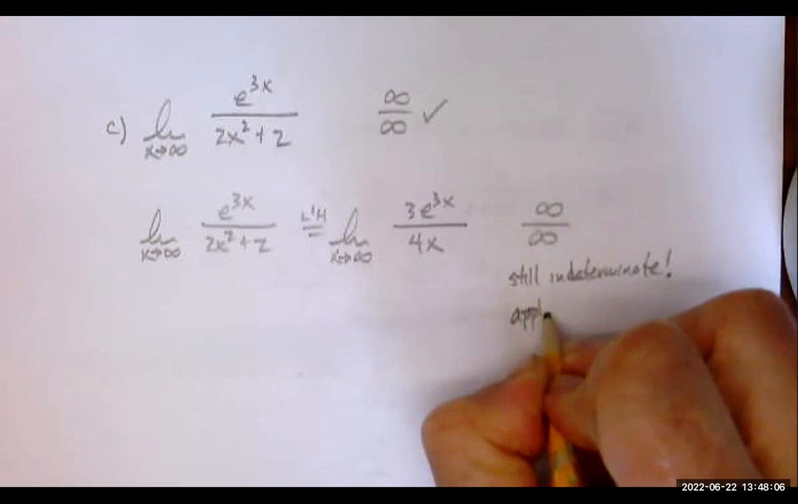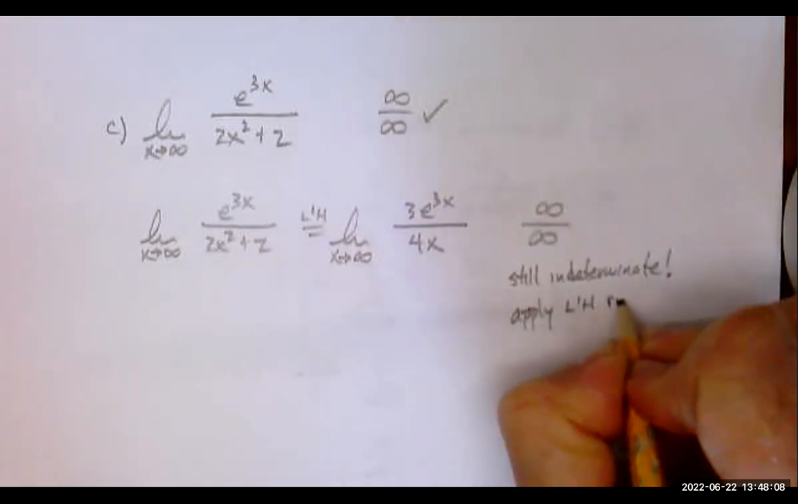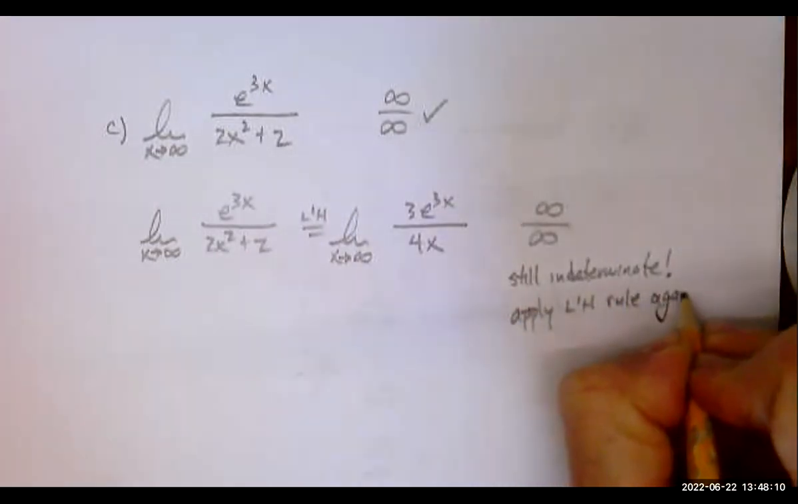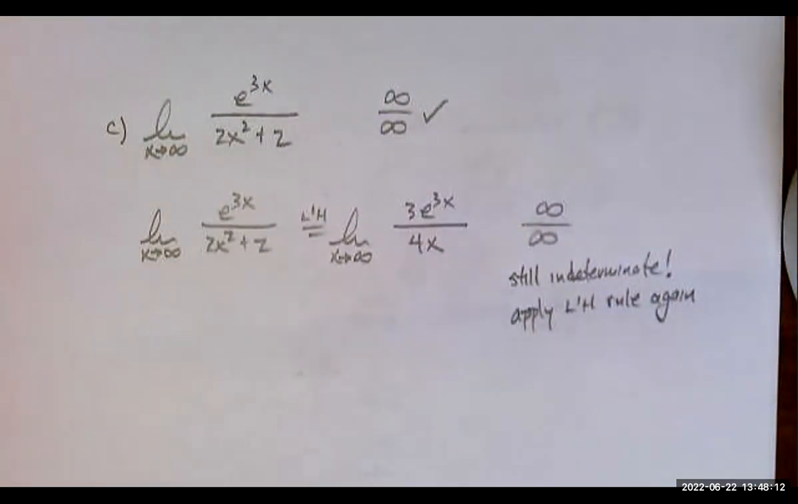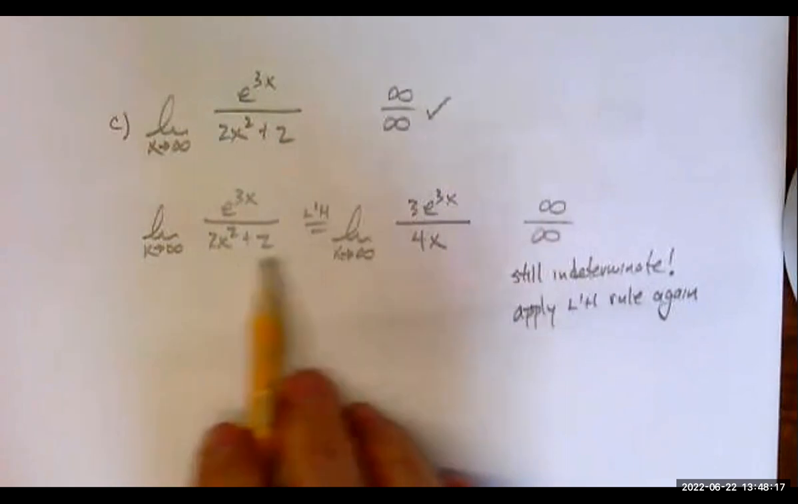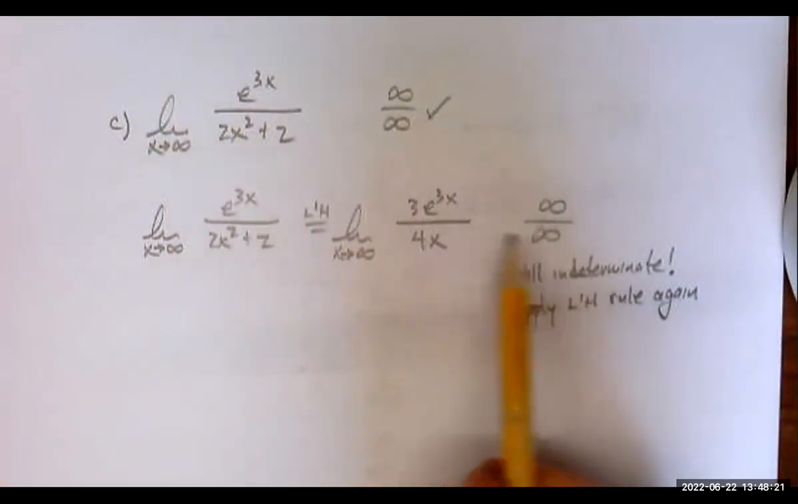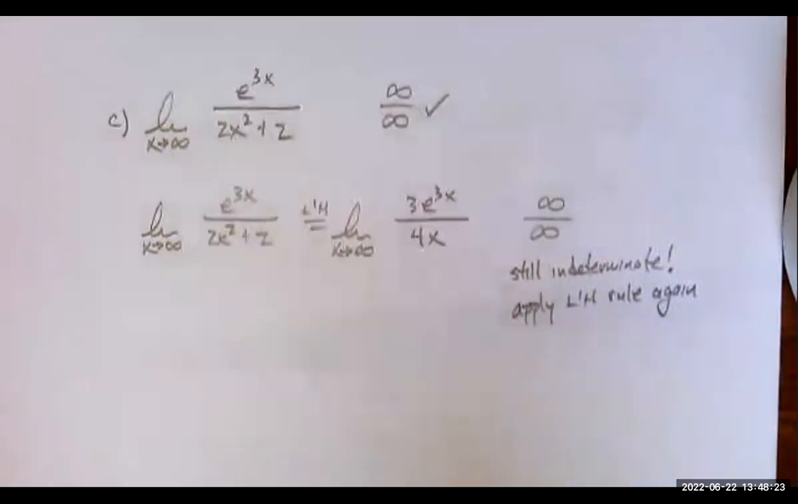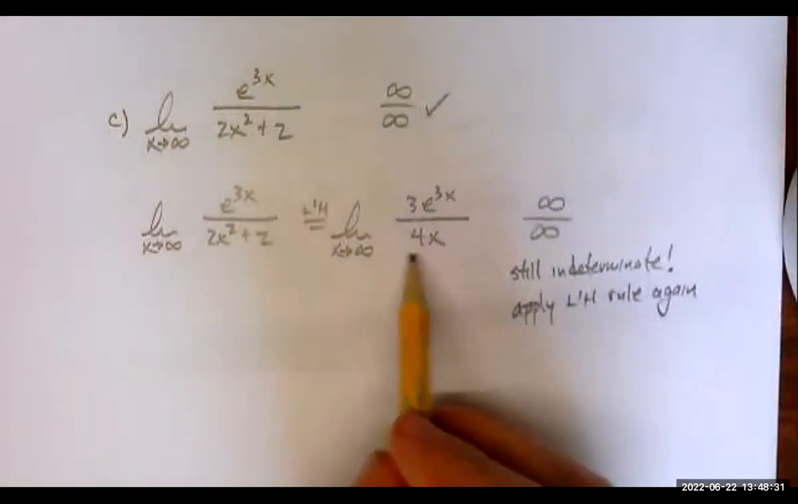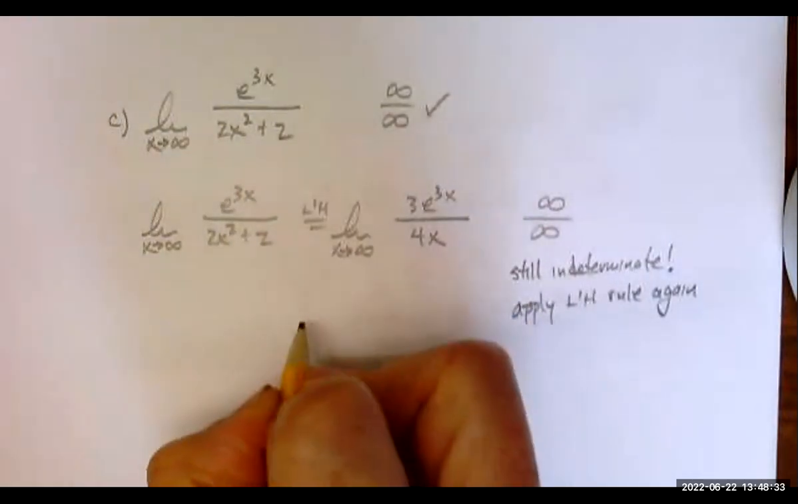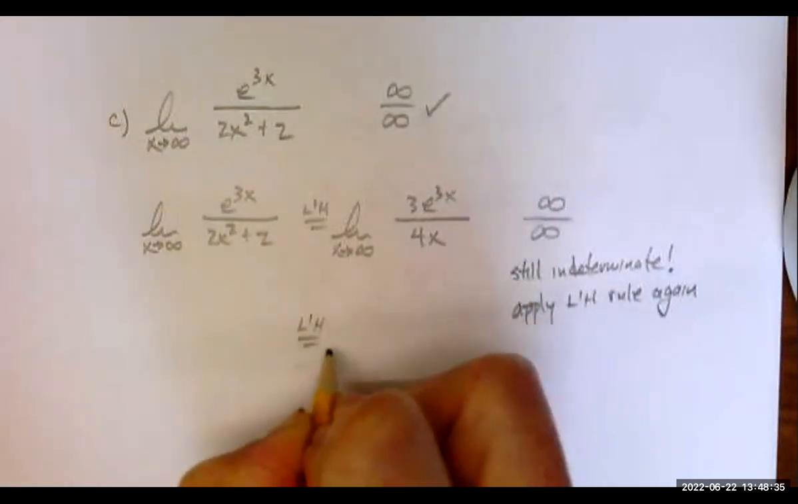So apply L'Hopital's rule again. Let's do it a second time. Who says we can only apply L'Hopital's rule once? If we do it and it's still indeterminate, well, it's like a brand new question. And we can apply the rule a second time, maybe even a third time if need be, and so on. So, okay, doing another L'Hopital.